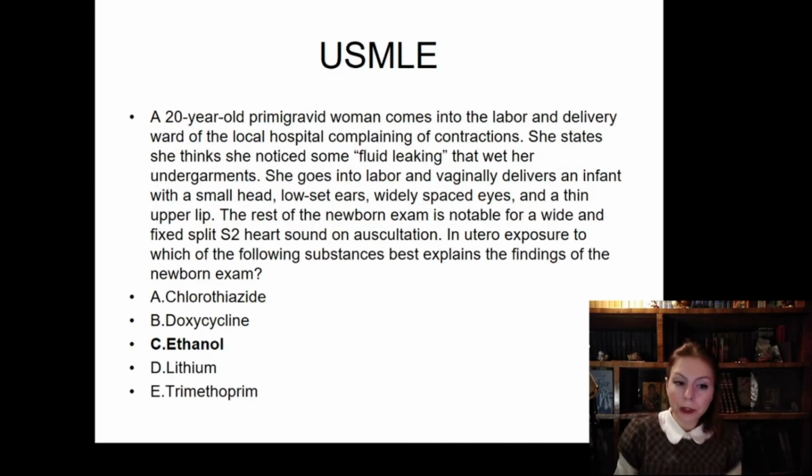And another question is about teratogen and teratogenic effect. When a 20-year-old woman gave birth to an infant with a small head, low-set ears, widely spaced eyes, thin upper lip, and also some problems with the heart, probably a defect of the interatrial septum. So the question is to what teratogen the fetus was exposed in the intrauterine period of development, and the answer is ethanol, because the set of abnormalities is characteristic for this chemical.